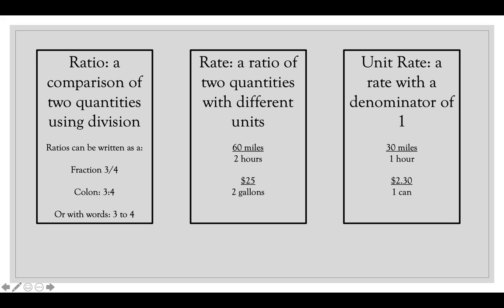A unit rate is a rate, but this time it always has a denominator of 1. So you'll see 30 miles for 1 hour, $2.30 for 1 can. Both of these, you'll see the 1 in the denominator, which is really important and required for unit rates.